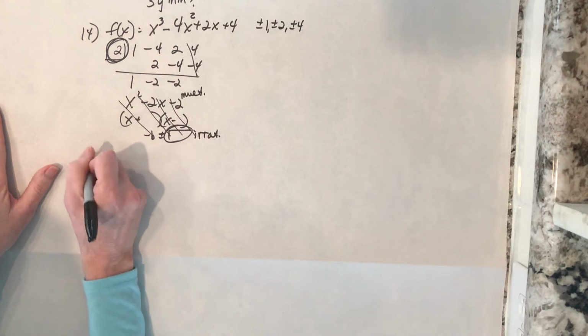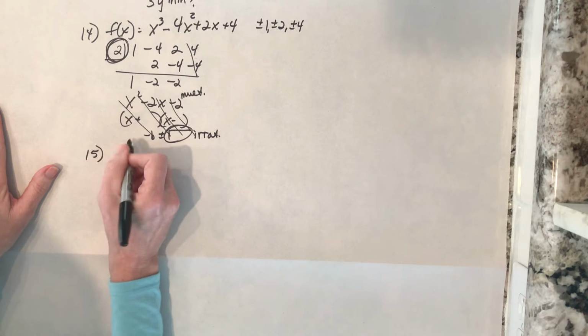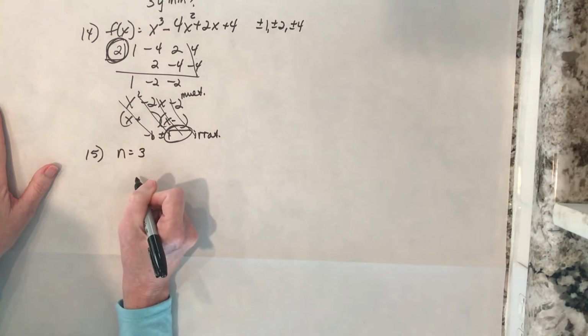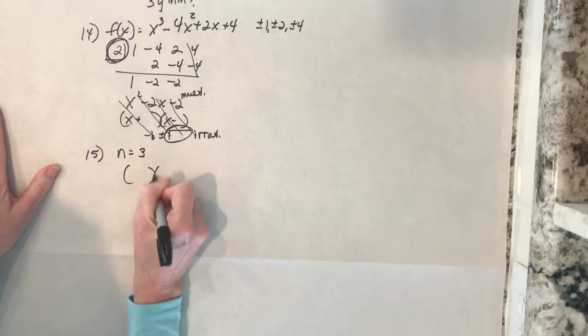All right, number 15, putting it all together, they tell you that we've got 3 different zeros. So let me set that up.